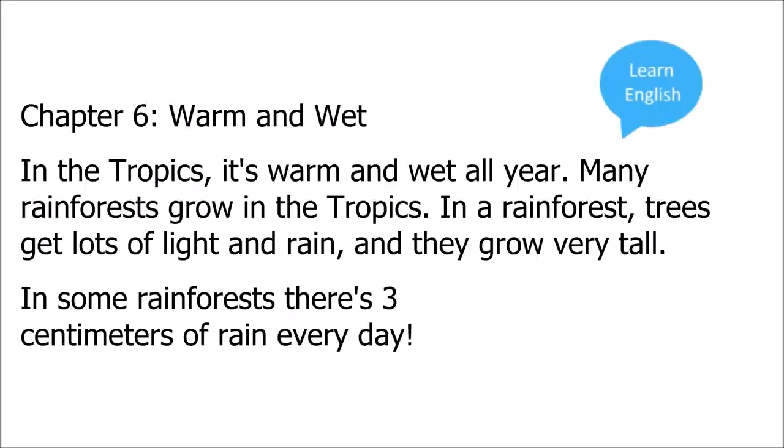Chapter 6. Warm and wet. In the tropics, it's warm and wet all year. Many rainforests grow in the tropics. In a rainforest, trees get lots of light and rain, and they grow very tall. In some rainforests, there's 3 centimeters of rain every day.